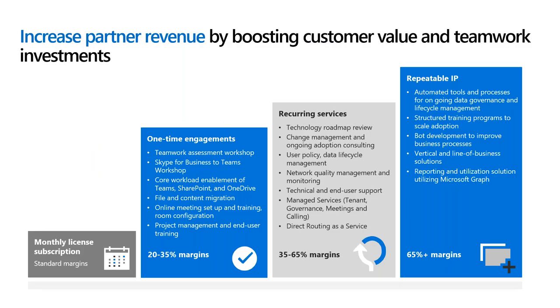So again, we can start off on the left with just a monthly license. We just get standard margins, and that's probably really on the decrease because it's become a commodity. We can do a one-time engagement. Okay, we can do an assessment. We can do a workshop. We can do maybe a once-off training. We can migrate their data, but that's a finite opportunity there. And again, there are limited margins. That becomes a commodity as that becomes automated away.